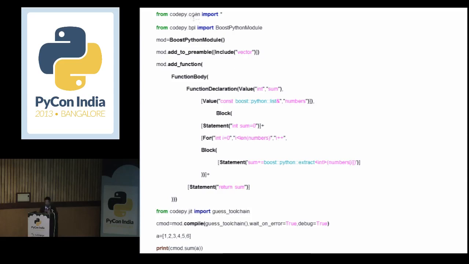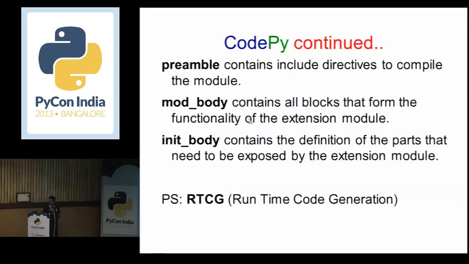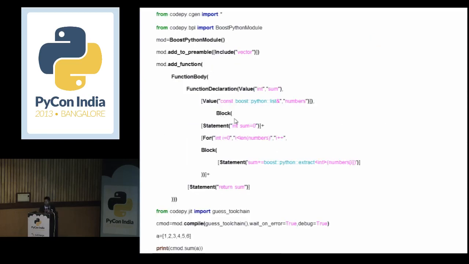So here it is cgen, which means it creates the C code. CodePy.bpl means you have to use the Boost Python module. We are initializing Boost Python here. Adding to preamble means it basically includes the header files here. You can see the pink statements here. Those are basically C commands. And one heads up for this one is the block here means there are curly braces here. It is analogous to curly braces in Python.